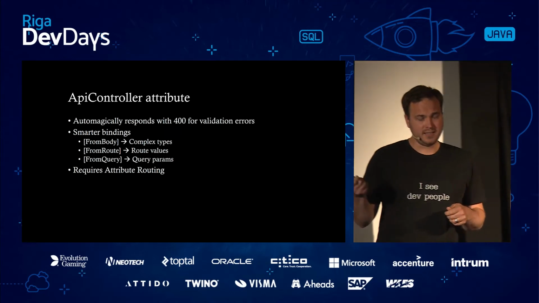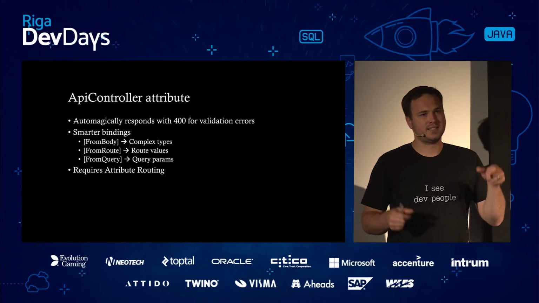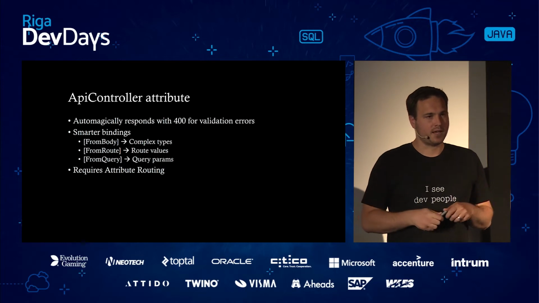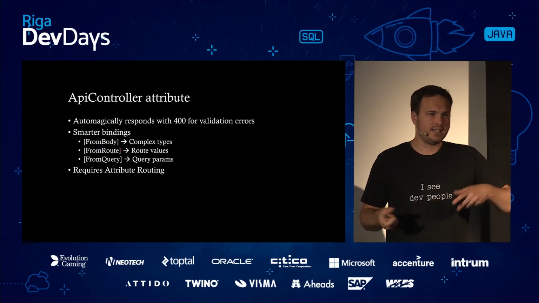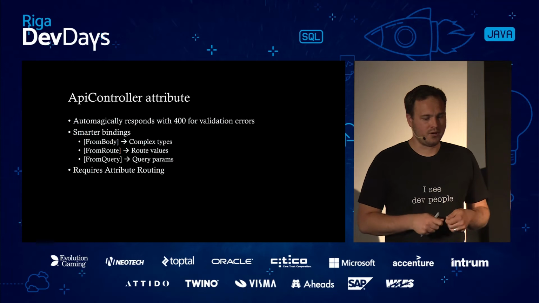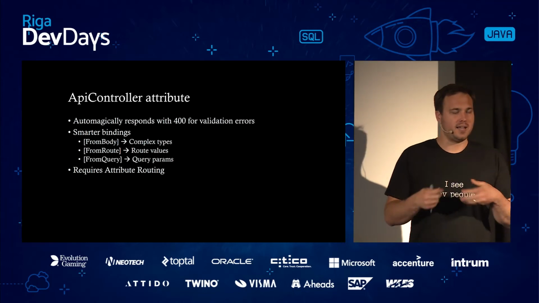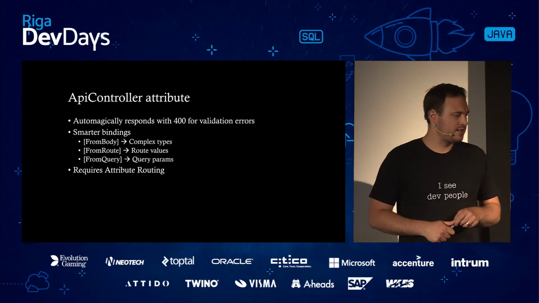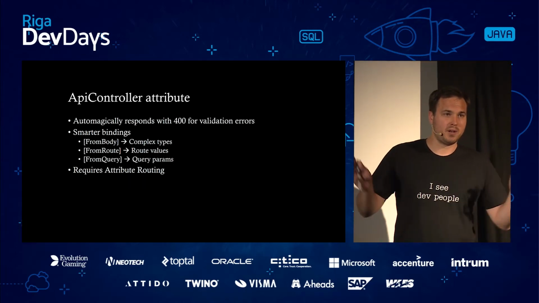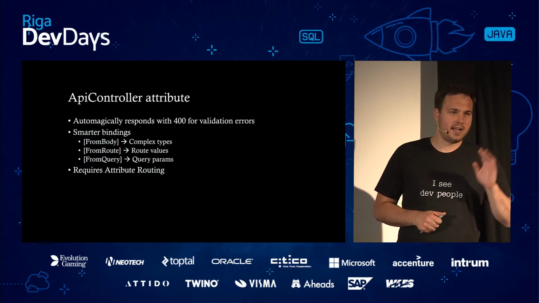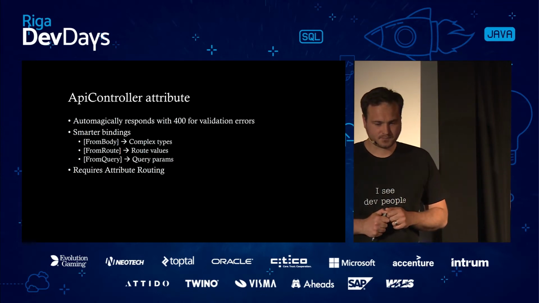It also has smarter bindings. Previously, you had to explicitly say FromBody when you're expecting a complex type in the request, but now it's inferred. If you're doing a post and you're expecting a complex type, it's most probably from the body. So you don't have to specify FromBody or FromRoute or FromQuery anymore. It's all inferred from the usage. One thing to note is that it does require attribute routing. Normally you have to explicitly put in your attribute routes, but we can cover that later in a demo with the conventions.